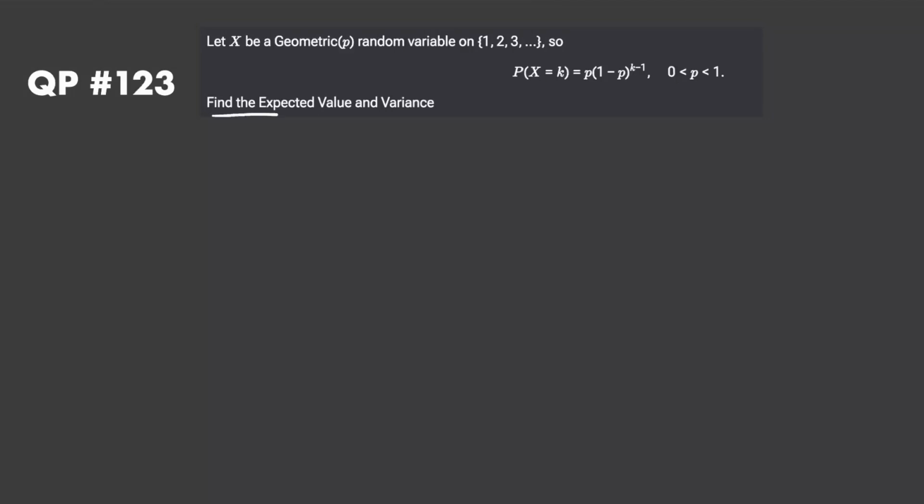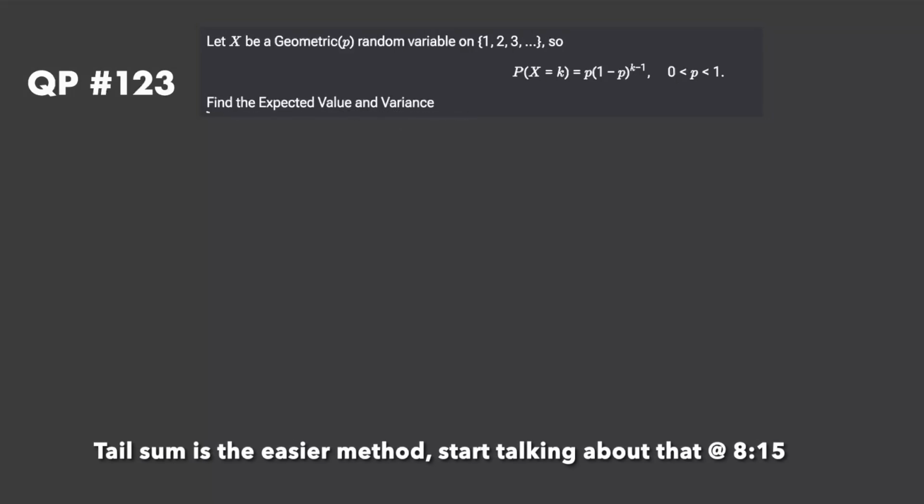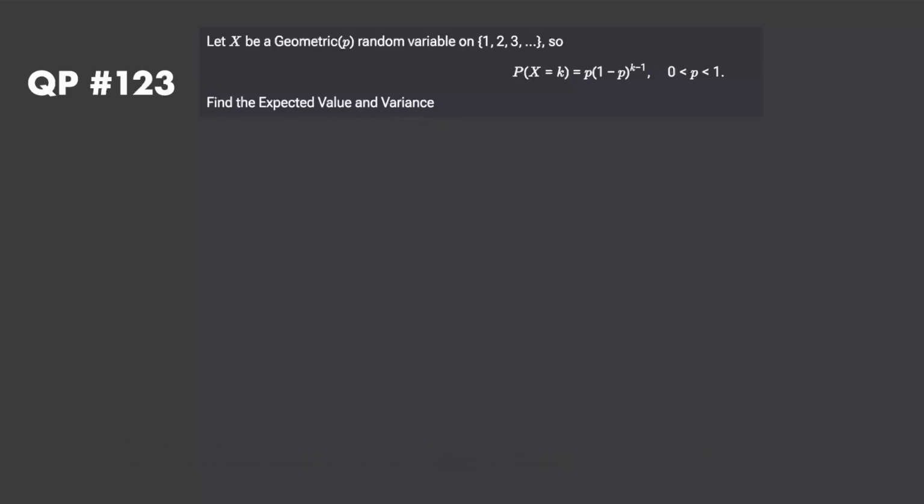We're looking at the geometric distribution here, finding the expected value and variance. We can do this in two main ways. The first way is basically using the definition of expected value and variance, and the second way we're going to look at using the tail sum formula, which we just talked about in QP122.